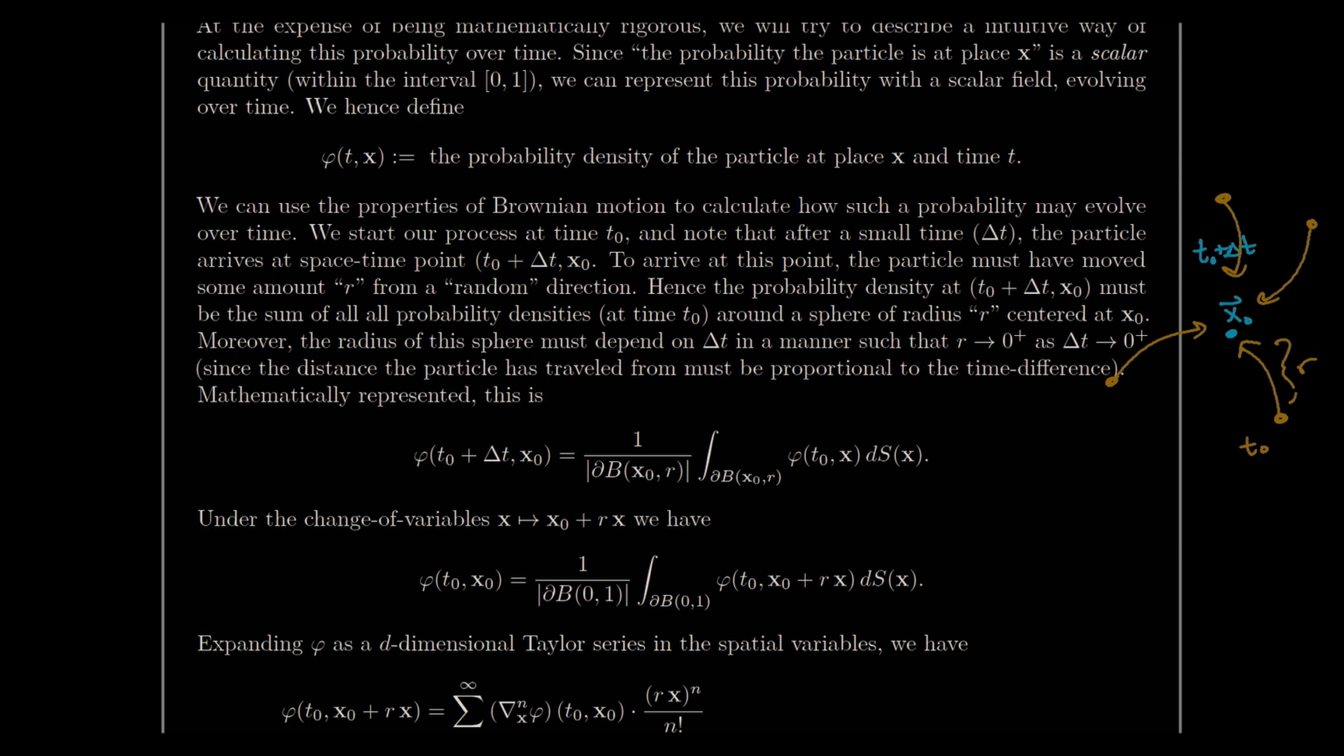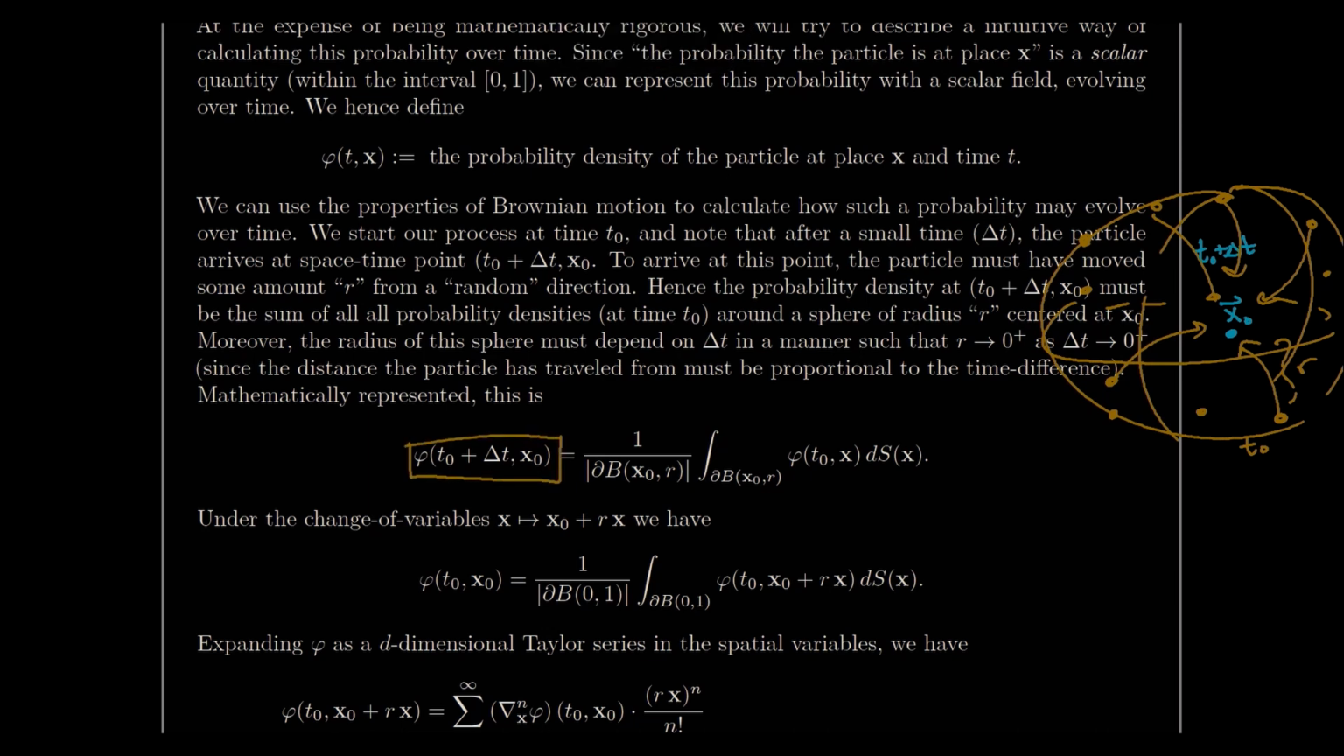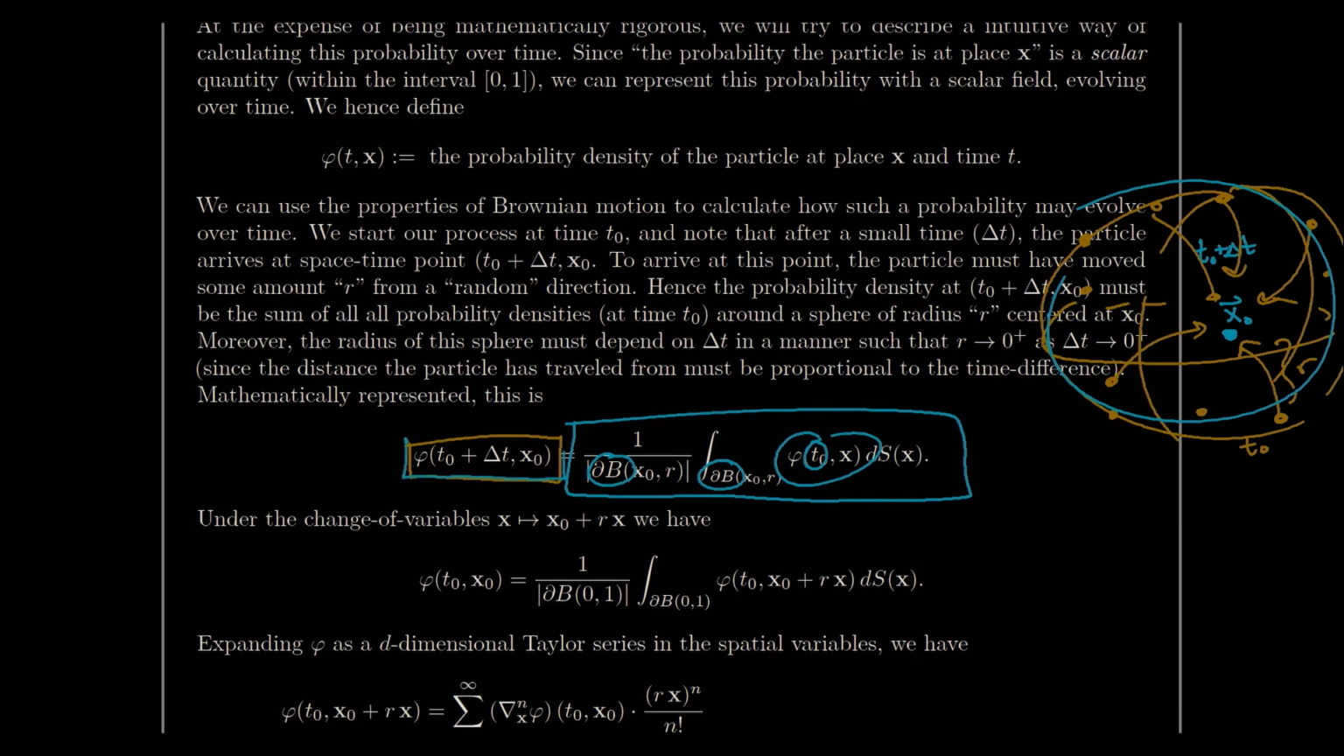But let's be clever. It's random, which means all of the points in the sphere of radius r around x naught is where it must have come from, right? And it could have had an equal chance of coming from anywhere around this sphere of radius r to end up at x naught. And so the probability that it ended up at x naught at this later time has to be the average value around the sphere. And so keep in mind this partial B, as we just saw in the Laplace equation, is the sphere. It's the boundary of the ball. So this partial B is saying we're going to average the value that it used to be at the earlier time around this sphere, and we're going to call that the density at a later time.